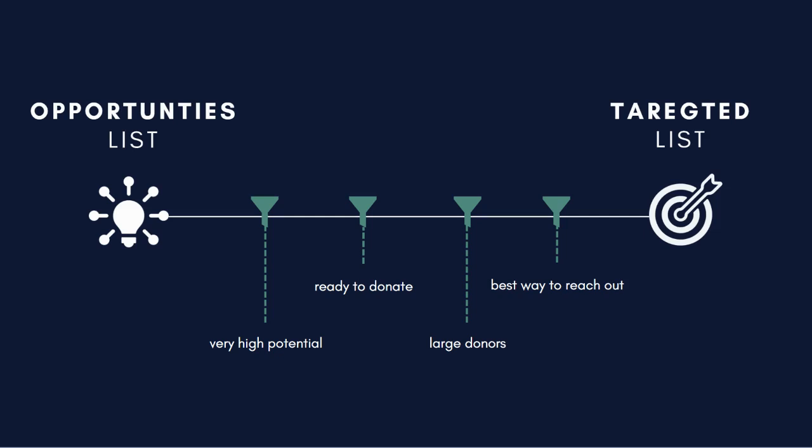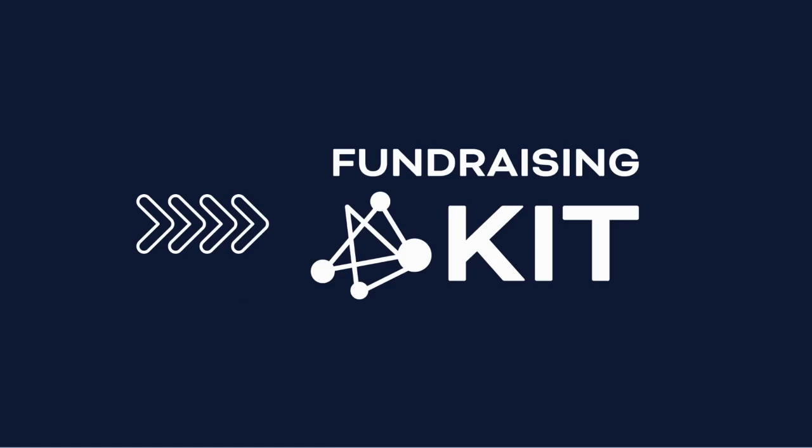Perhaps you only want to see donors with a very high potential to become a major donor, who are ready to donate, who have given a large gift in the past, and you're also interested in seeing the best way to reach out to these donors so you can strategically solicit them. Guess what? KIT has a filter for every one of those preferences and even more to choose from to add from there. Now what we've all been waiting for, let's dive in app and evolve all of this theory and brainstorming into tangible results.